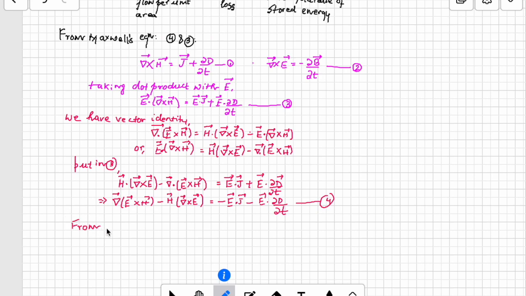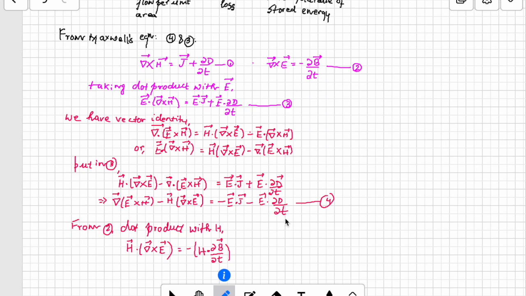From 2, let's take the second equation and take the dot product with H. So if I take the dot product with H, I can say it is H bar dot del bar cross E bar is equal to minus H bar dot del B bar by del T. And this is my second term.